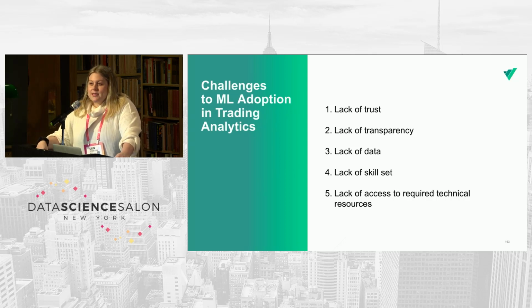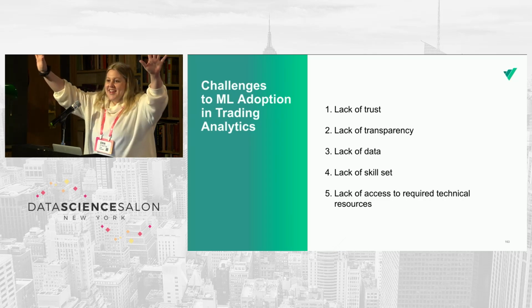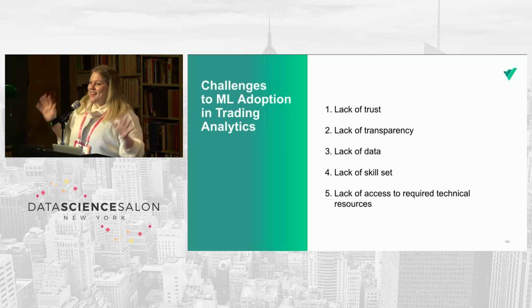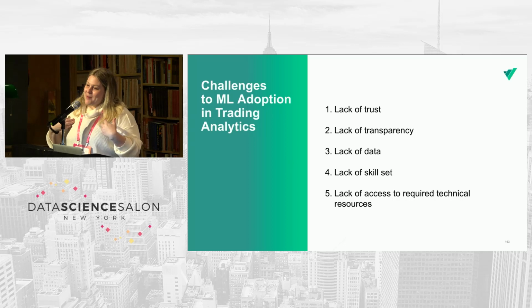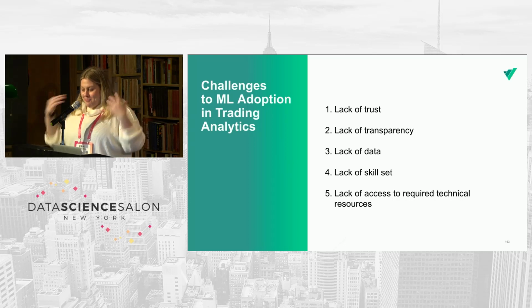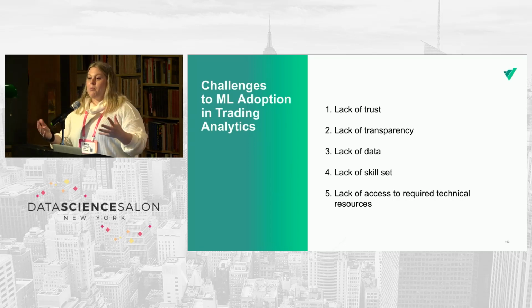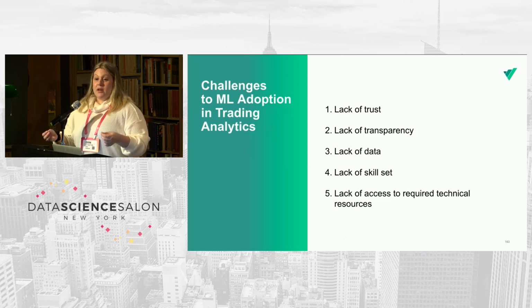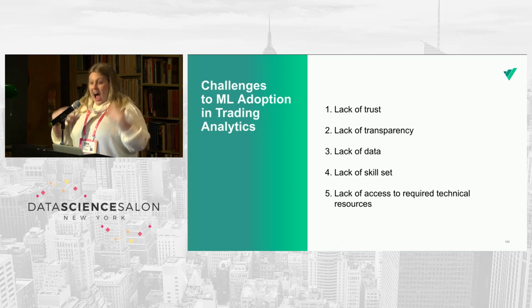The last one seems like a solvable problem, right? Lack of access to required technical resources. At Virtu, we are 99% on-prem. So all of those vendors in the lobby who are selling their wares, I am not a buyer of them. We are basically 100% on-prem. So if I need an environment for a really big model that I'm trying to train, I have to spin that up internally. And that takes time and resource.